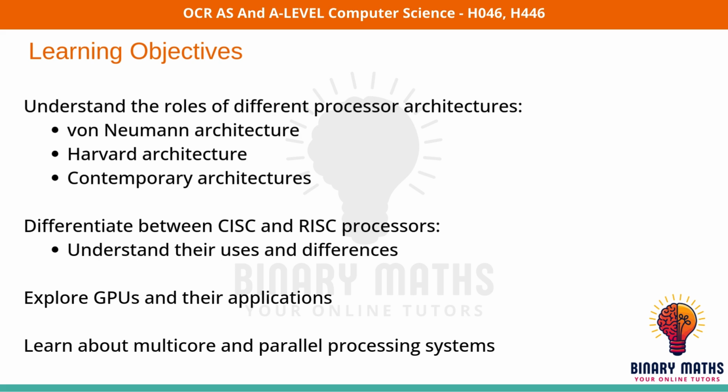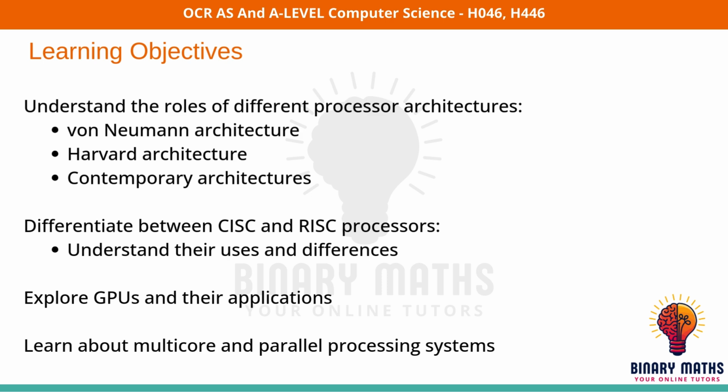So first up, let's talk about the von Neumann architecture, named after the brilliant mathematician John von Neumann. This architecture is the foundation of most computers today. It uses a single memory space for both instructions and data. This means the CPU fetches instructions and data from the same memory location, one after the other. Now, initially, this seems quite simple, but it does have a bottleneck known as the von Neumann bottleneck, where the CPU can only access one memory location at a time.